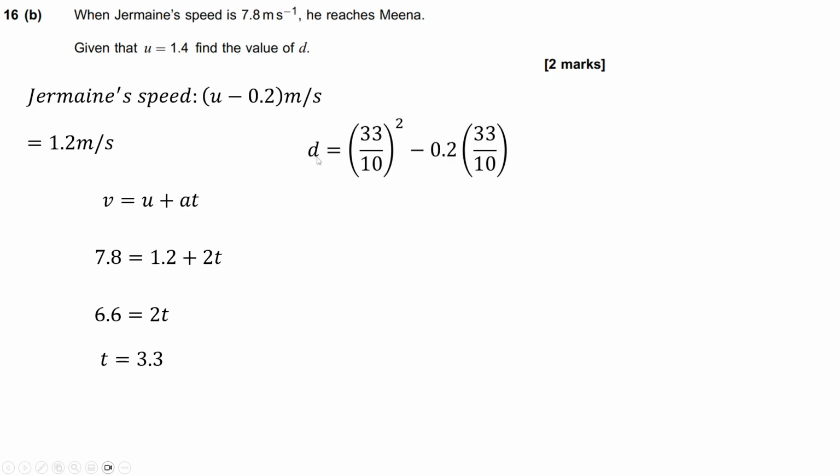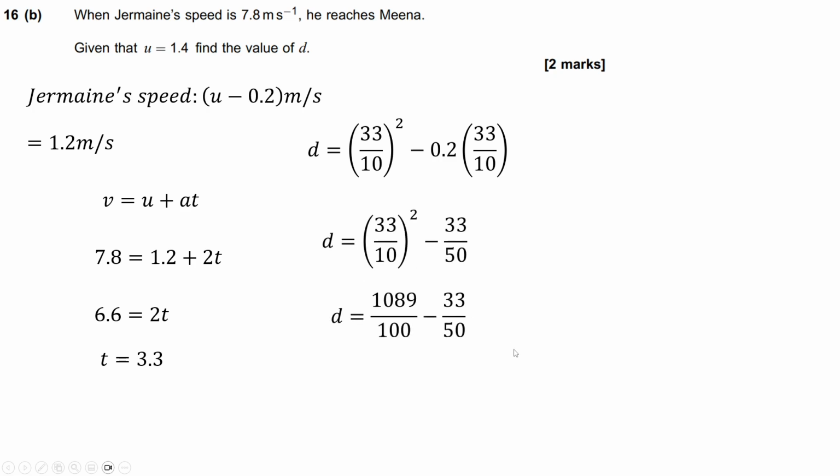We got an expression for d in terms of t on the last part, so you can just plug it into it. Put this into a calculator. I went the longer way and just did it like this. It's not too difficult. You get 10.23 meters, obviously.